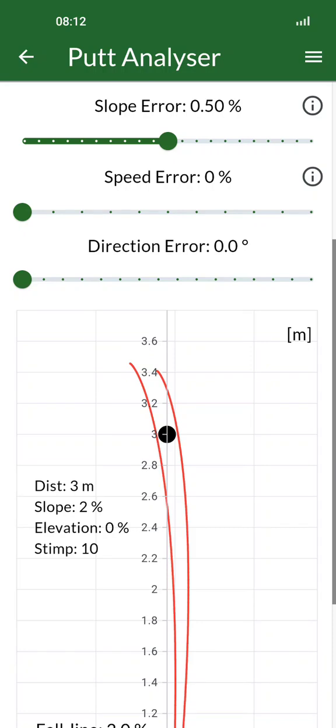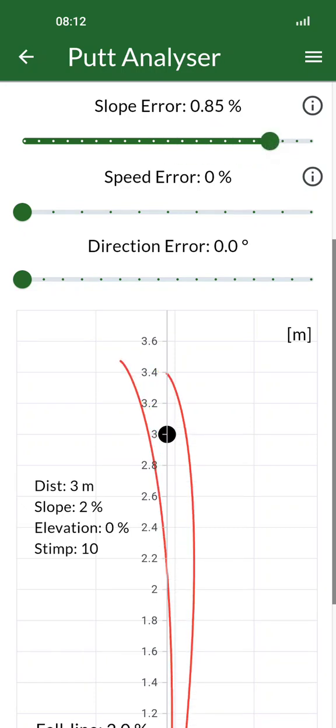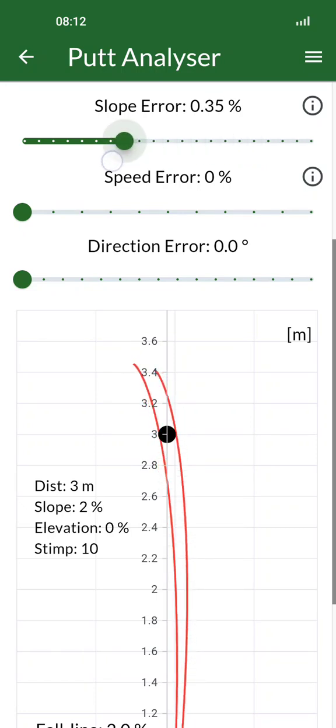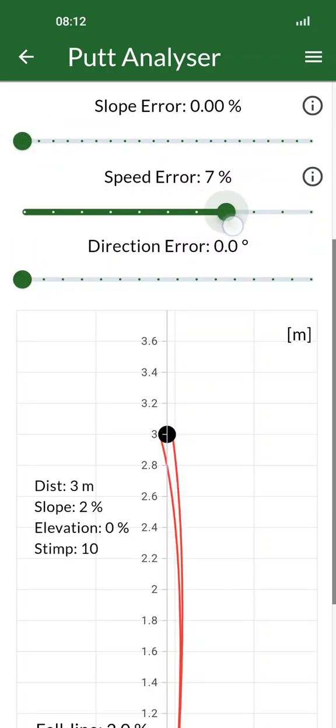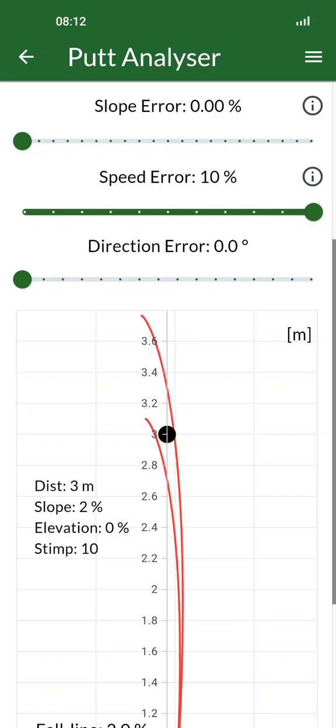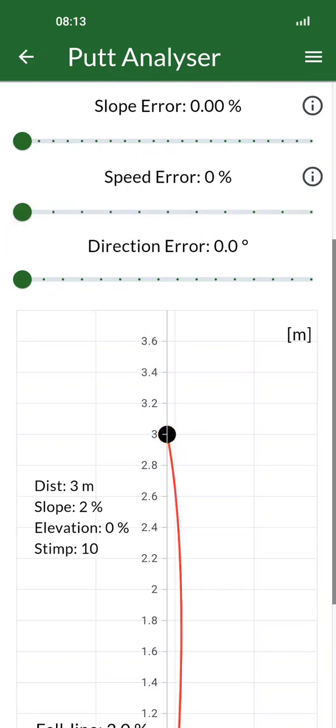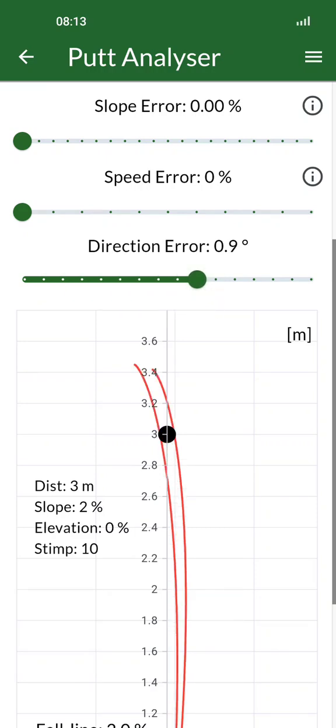The slope error slider tells us how much we will miss a putt for a misread of 0.5%. If we have a larger misread, we will miss the putt with more, and at around 0.3, we will just miss this 3-meter putt. Similarly, for speed, you see that we will miss the putt at just around 8%. This simply measures the percent difference in rollout distance to the target rollout distance. And for direction, we will miss the putt at around 0.9 degrees.